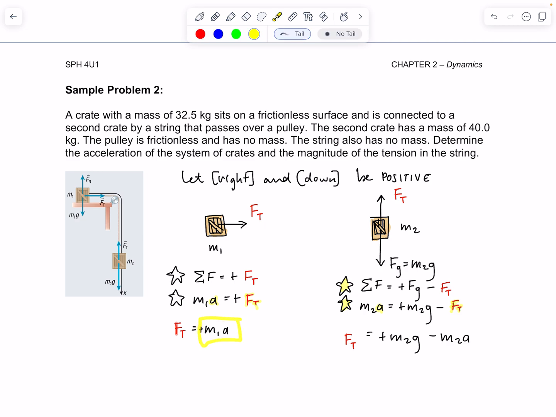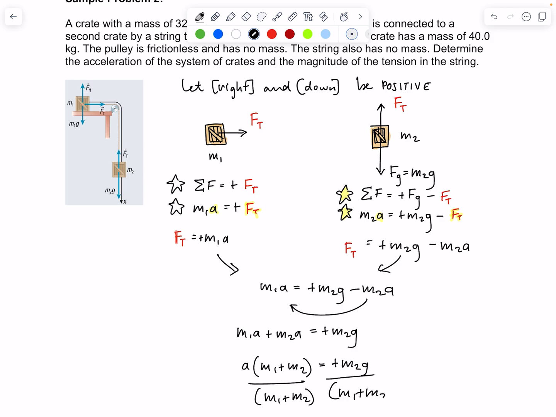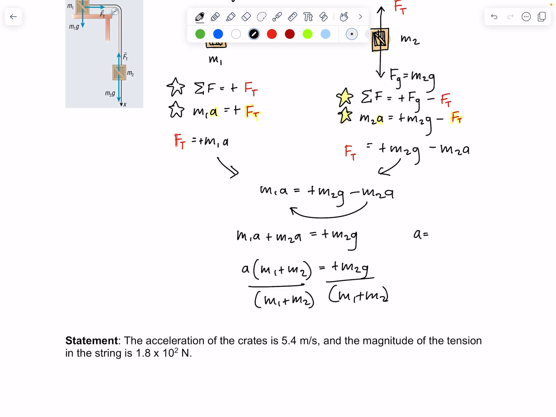Now, since tension equals m1a and tension also equals m2g minus m2a, then we can say that m1a is equal to m2g minus m2a. In the determination of acceleration, we're going to bring all the like terms together. We'll collect like terms. We have m1a plus m2a equals m2g. We'll factor out an a. We have m1 plus m2. Divide both sides by m1 plus m2. We end up with acceleration equals m2g divided by m1 plus m2.